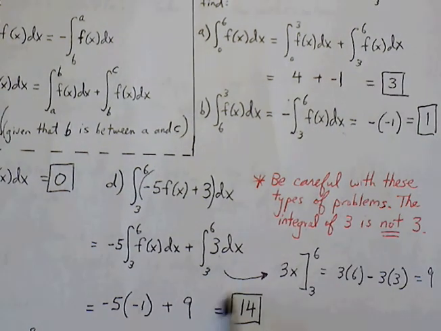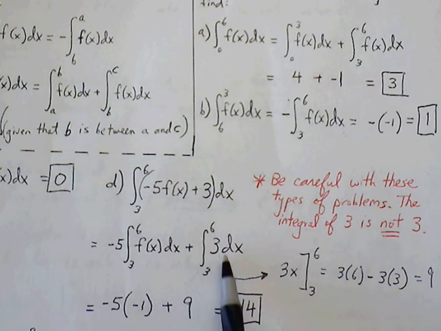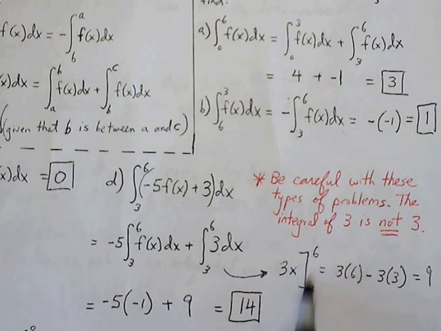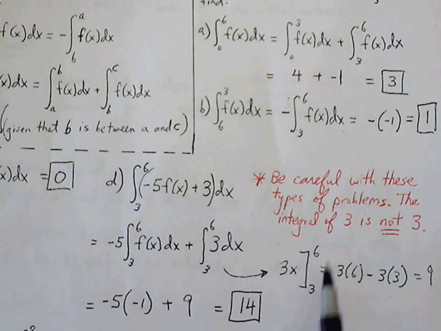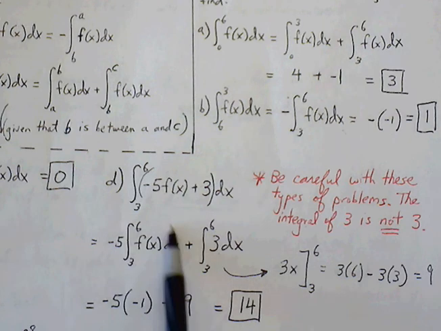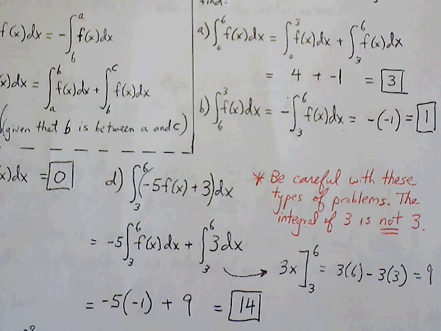However, this is a separate problem where we can use the power rule and the first theorem of calculus. The indefinite integral of 3 is 3x, and then we can evaluate the upper and lower bounds. Plug 6 in for x, we get 18. Plug 3 in for x, we get 9. So 18 minus 9 is 9. This will produce negative 5 times negative 1, which is 5. This produces 9, so 5 plus 9 is equal to 14.